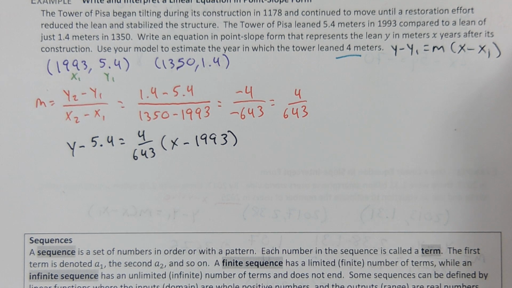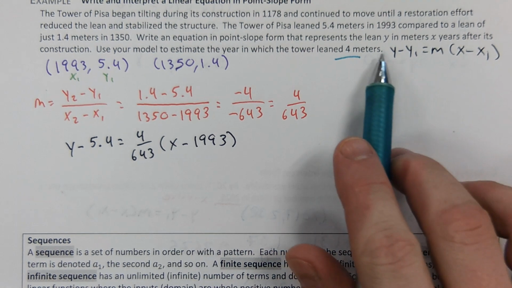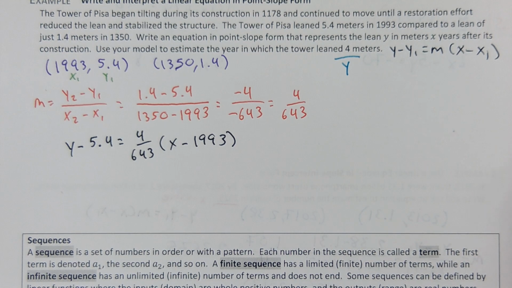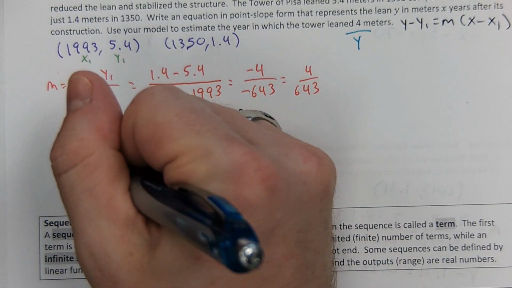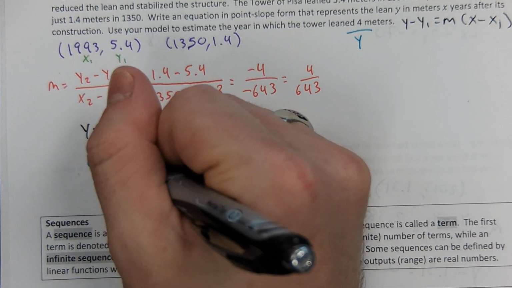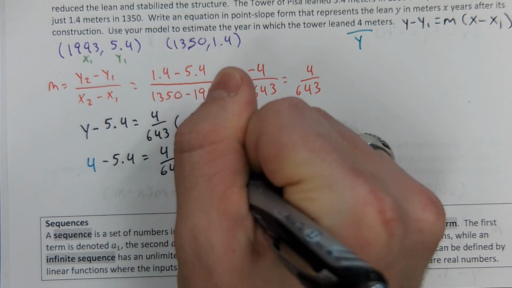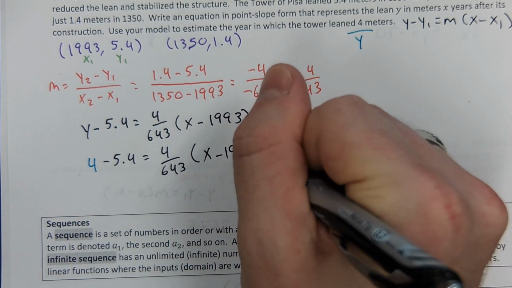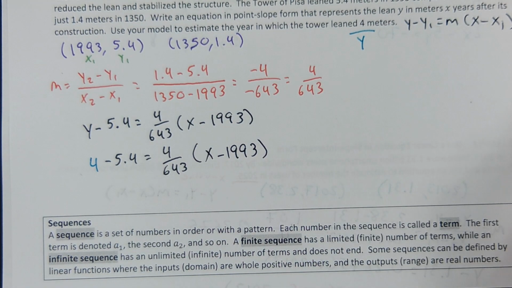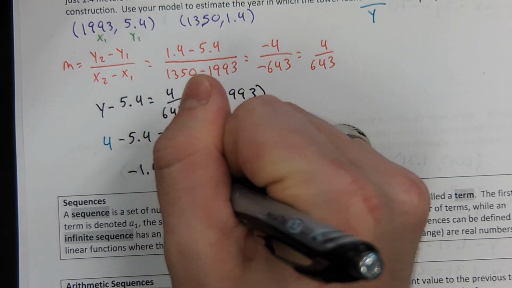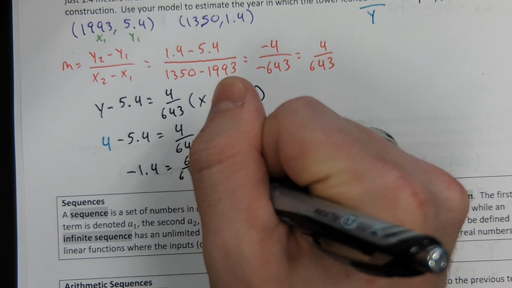Lots of people can shout it out. It's a y. Look, it says right there, y meters. So that's a y value, and we're going to put it right there. I'm not going to distribute that fraction. That's horrible. I can subtract though. Negative 1.4. Oops, that's 4.